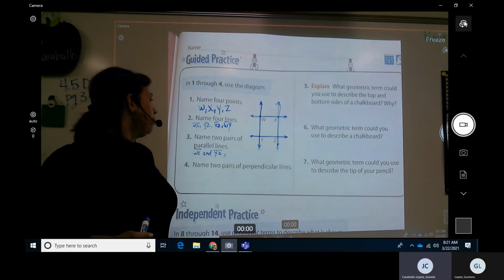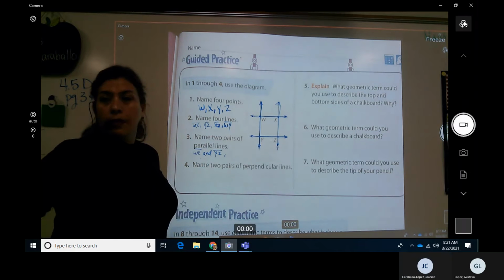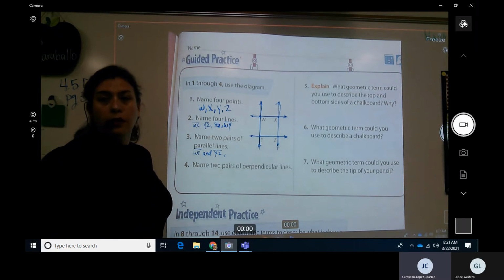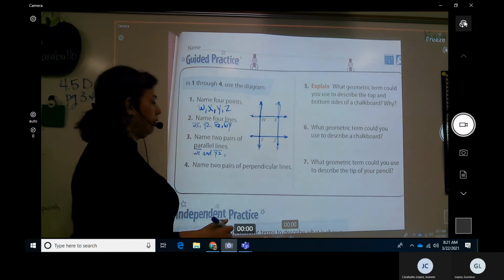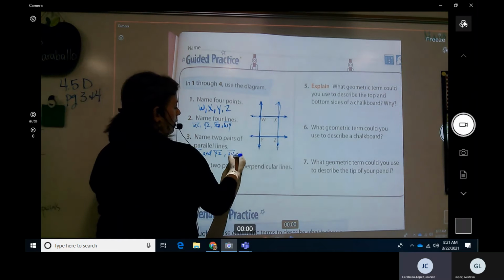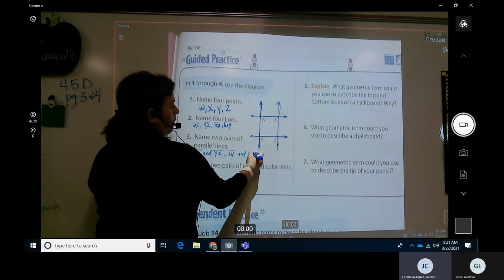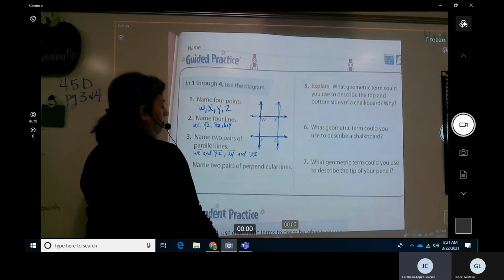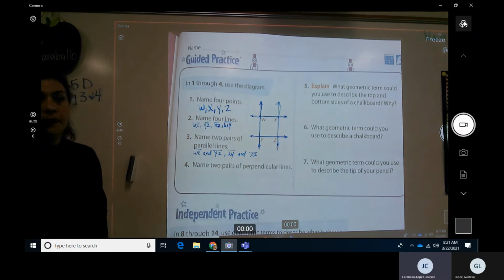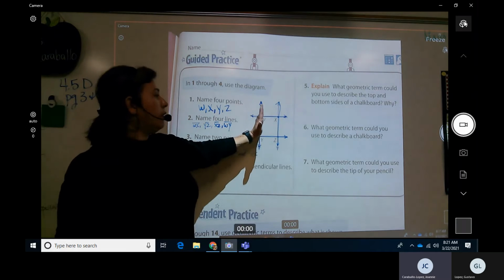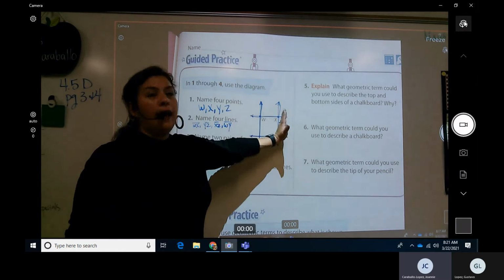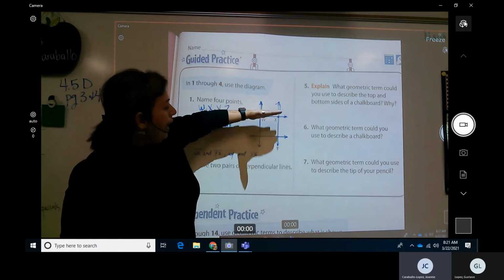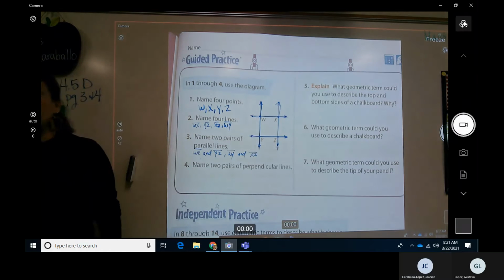What's another pair of parallel lines? Go ahead, Jonathan. WY. And XZ. Very good. Okay. Do you see them? This is WY and XZ. This is WX and YZ.